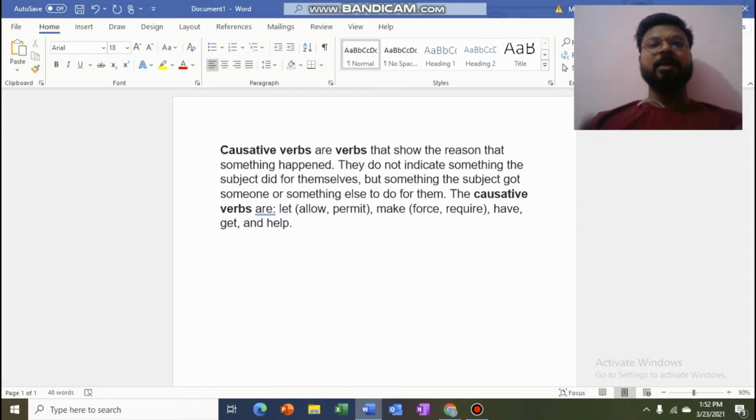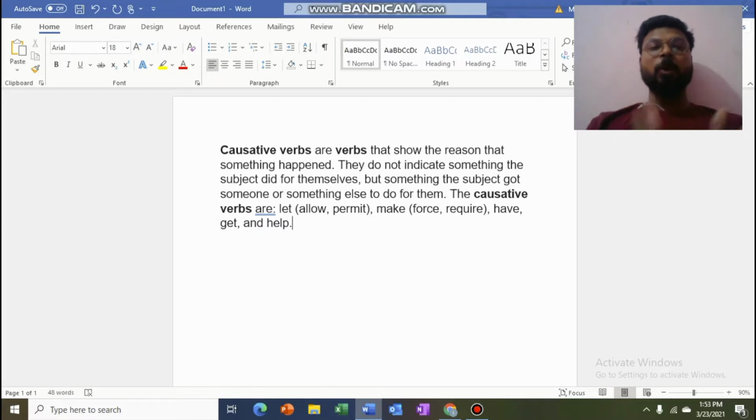So today we'll be talking about causative verbs. As you can see, I've already written a definition, actually copied it from Google and pasted it here so that I can make you understand more easily. So we'll be learning causatives right now: what are causatives, how they're used, and so on.